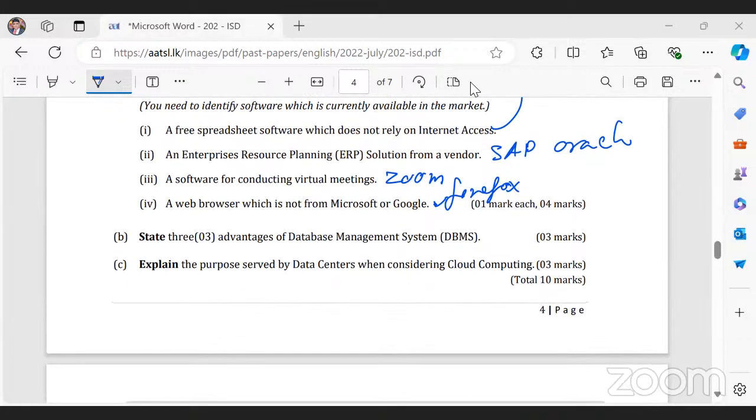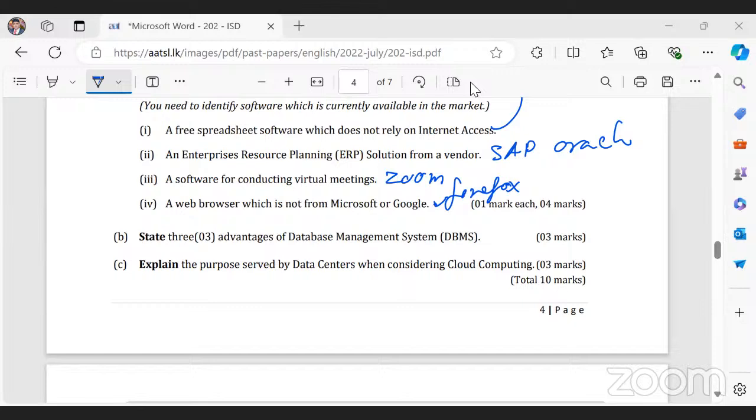State 3 advantages of database management systems. Then just listing them is enough. There is ensuring the data security. Ensure the data security. And on the other hand, we can say the data redundancy, that it minimizes the data redundancy.